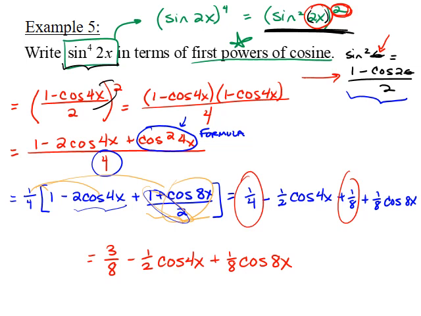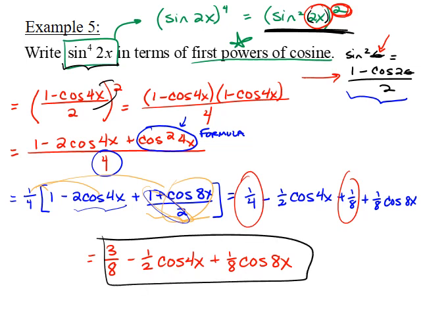Now, I know this is my final answer because this is written in terms of first powers of cosine. Notice cosine is not raised to any powers. I cannot combine these cosines because they have different arguments. And there you have it.